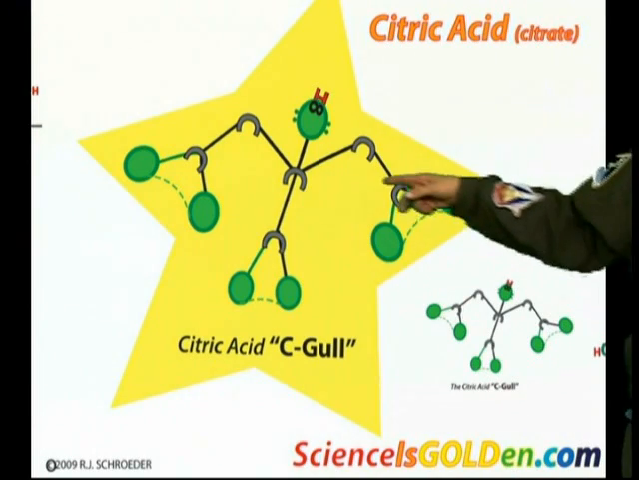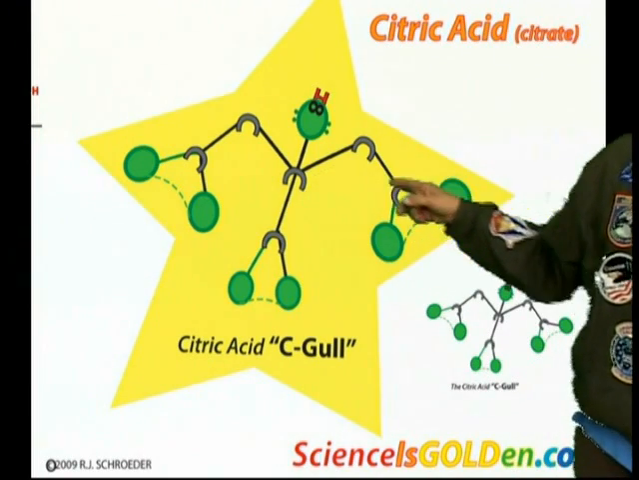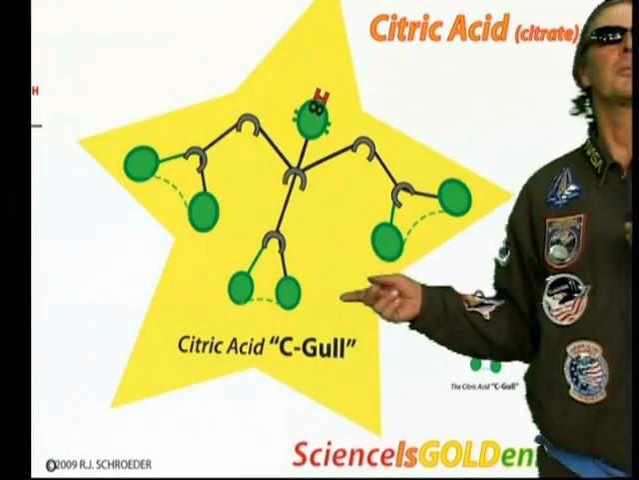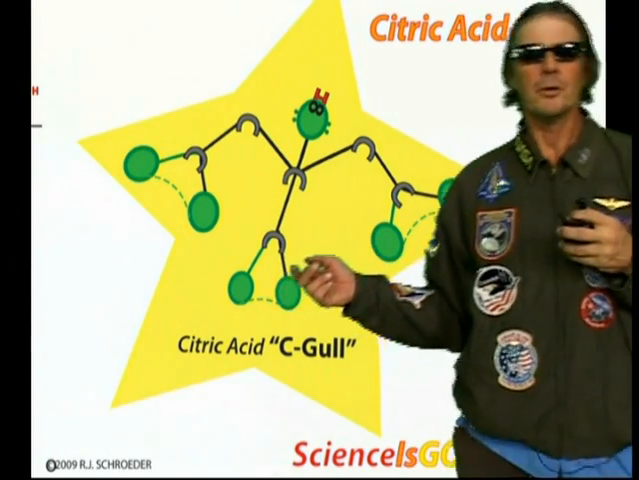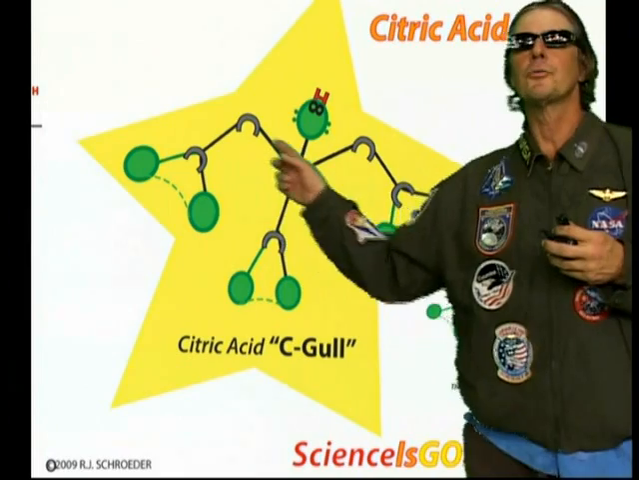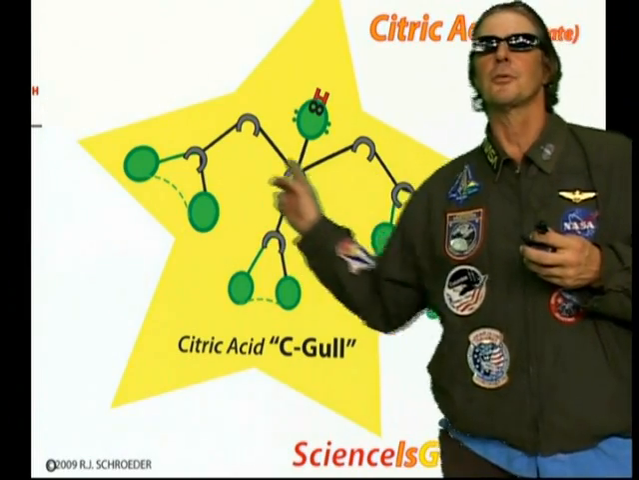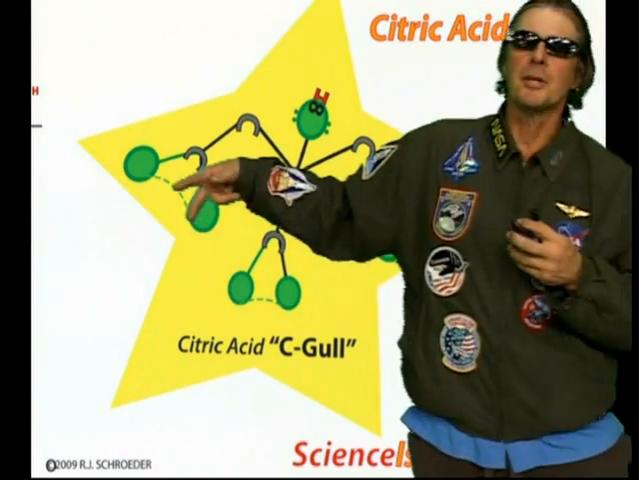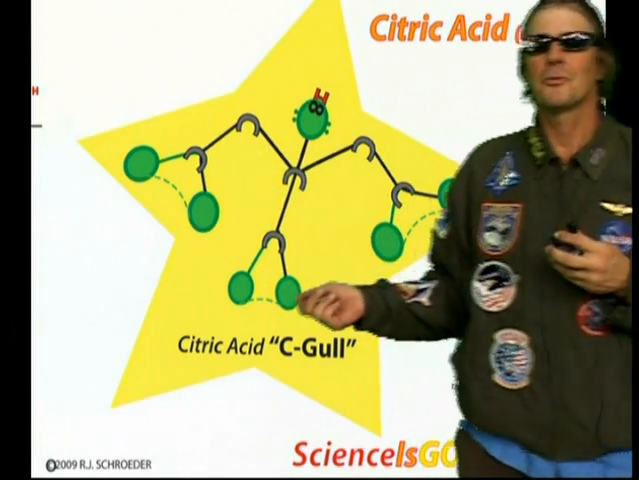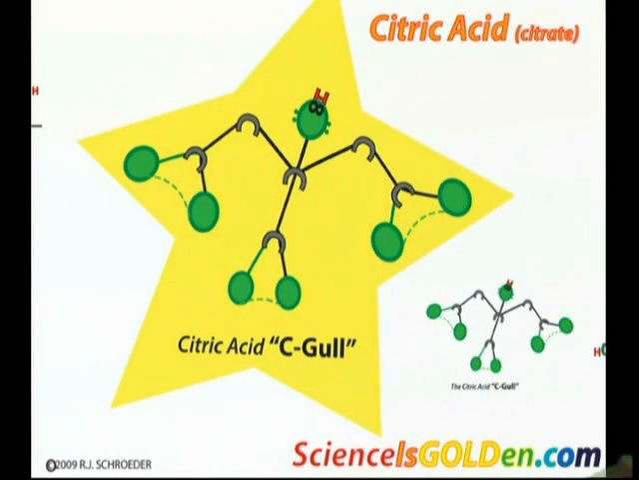So look at this here now. You've got carbons, and this really is a carbon skeleton, because if you picture a bird, you got all the bones on the inside. There's the carbon skeleton. What do you got on the outside? The oxygens. So the citric acid seagull.